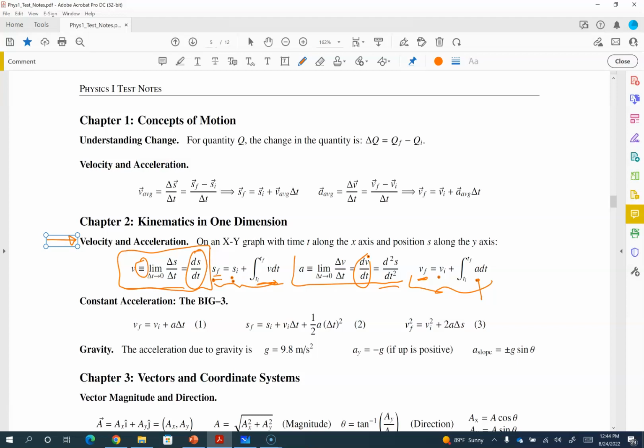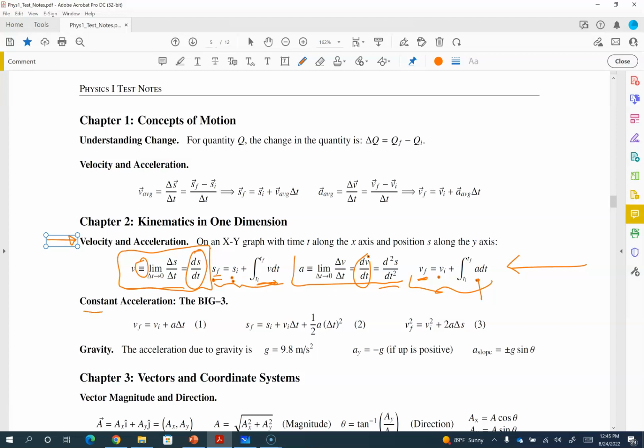Anytime we have a problem that gives us a function, whether that function represents position, velocity, or acceleration, we will most likely need to use one of these relationships. If we have acceleration, we can integrate to get to velocity. If we have velocity, we can integrate to get to position. If we have position, we can take the derivative to get to velocity. If we have velocity, we can take the derivative to get to acceleration.